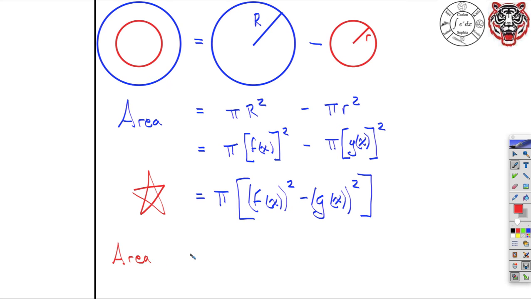Wait, what should be in our summary? This equation right here is pretty important. I give it a star.